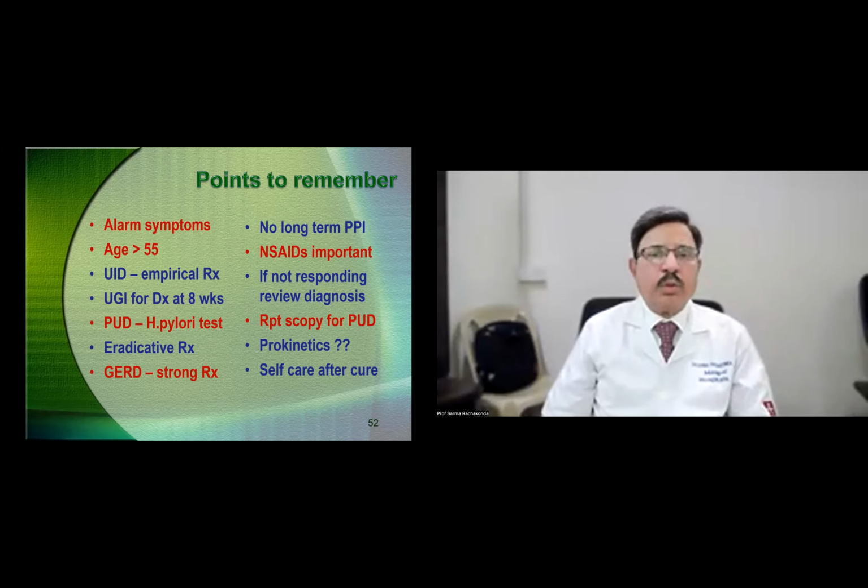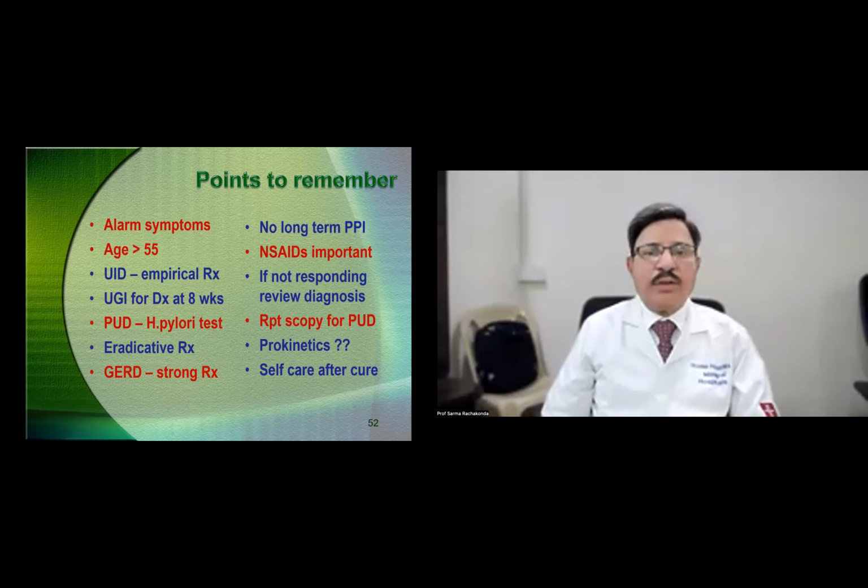NSAIDs are important. Change over to COX-2 inhibitors rather than conventional NSAIDs. If not responding, review your diagnosis and all the drugs. Repeat endoscopy only for peptic ulcer. For chronic gastritis, non-ulcer dyspepsia, or functional dyspepsia, you don't have to repeat the endoscopy because there is nothing more that you need to see; you have already seen it. Whereas in peptic ulcer disease, I would like to know whether the ulcer has healed.